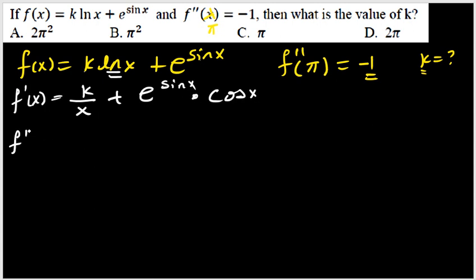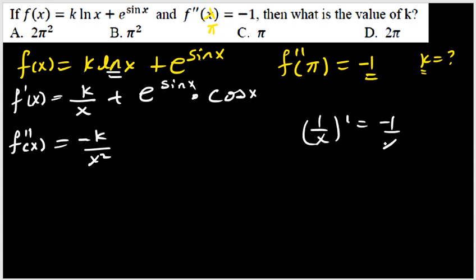So when you continue derivating, the second derivative of k over x will be -k over x square. How come? 1 over x derivative is -1 over x square. The k is constant, it doesn't have any effect. So when you multiply, -1 over x square will be the derivative.